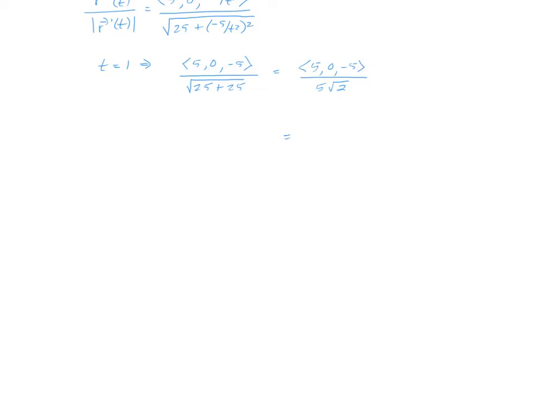If I take 5 over 5 square root of 2, I have 1 over the square root of 2, 0 for my second component, and negative 1 over the square root of 2. So this would be a simplification that it's assumed that you're going to do, because it's an easy simplification, and we were evaluating the vector at a specific t value. So typically when you do put in some value for t, things will simplify nicely.